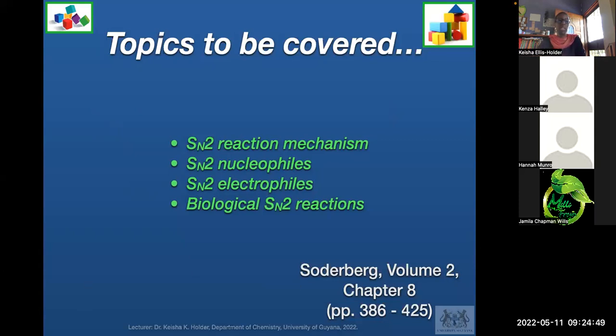All right, so today's topics that we're going to be covering, and hopefully we're able to get through all of it, let's see, is the SN2 reaction mechanism. We're going to touch a bit on SN2 nucleophiles and perhaps SN2 electrophiles, and then finally biological SN2 reactions.